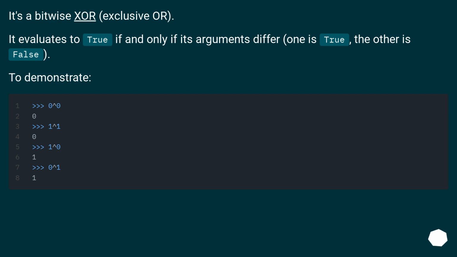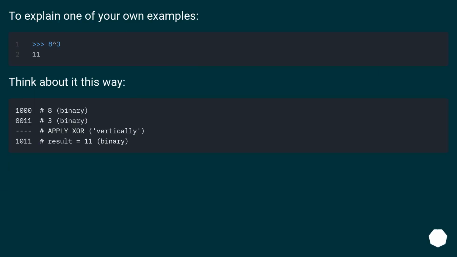It's a bitwise XOR, exclusive OR. It evaluates to true if and only if its arguments differ. One is true, the other is false. To demonstrate, to explain one of your own examples, think about it this way.